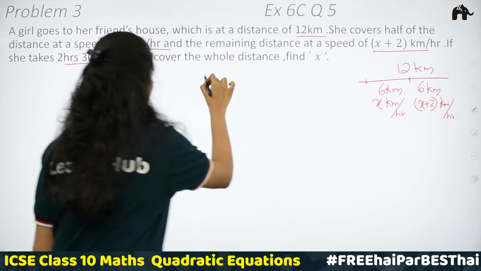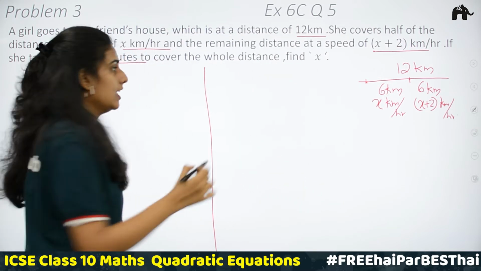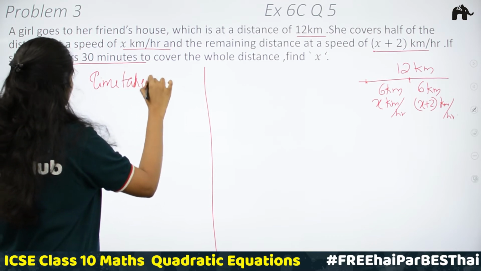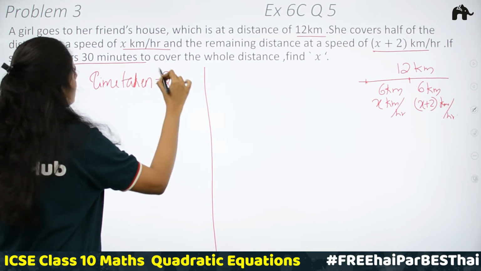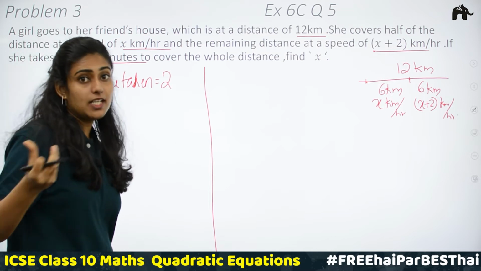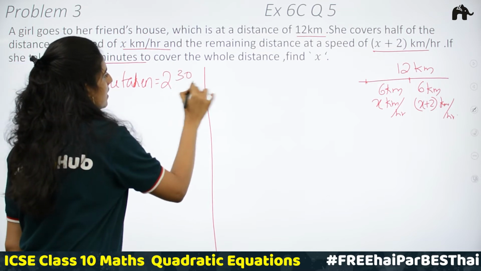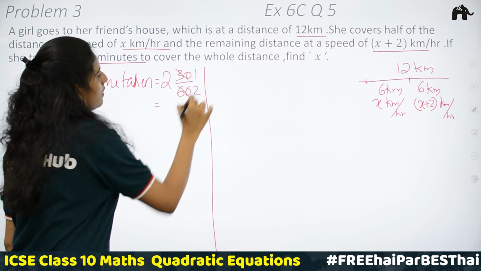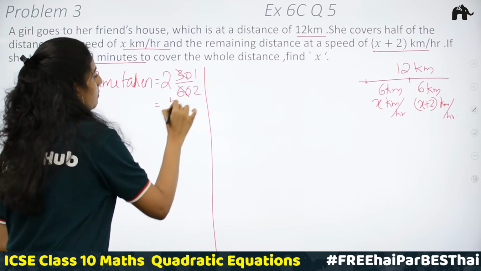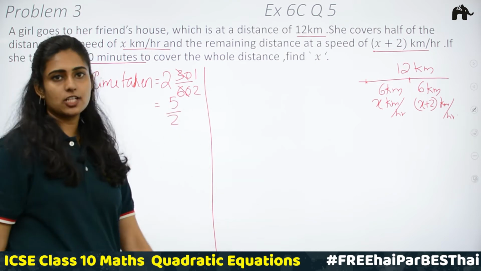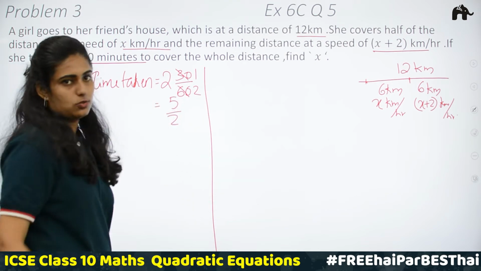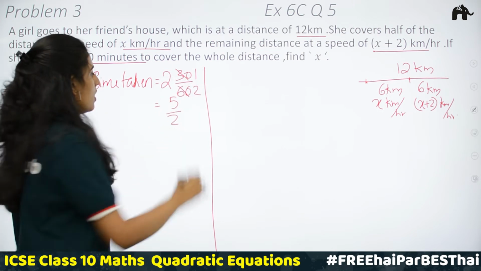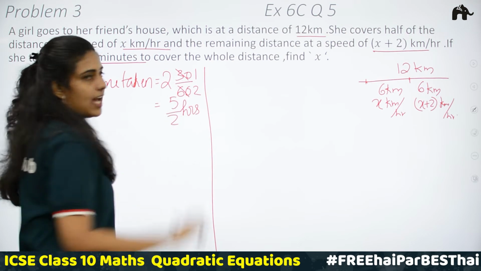Okay. Given that the total time taken is equal to 2 hours 30 minutes. How can you write 30 minutes? 30 divided by 60, which is 1 by 2. So 2 1 by 2, this is a mixed fraction. When you convert it to an improper fraction, 2 into 2, 4, 4 plus 1, we get 5 by 2. 5 by 2 hours is the total time taken.